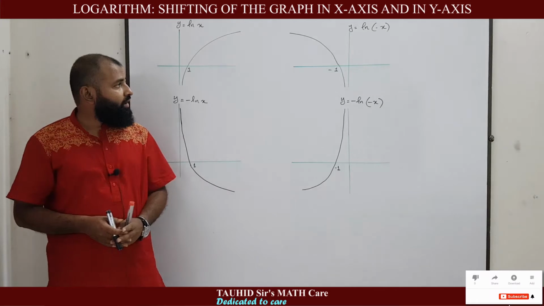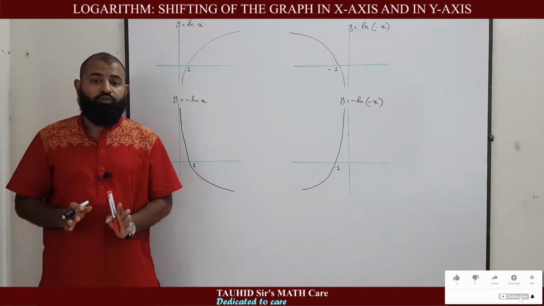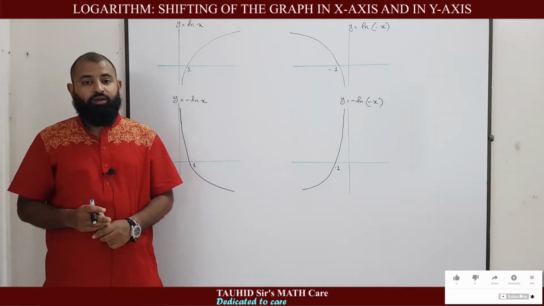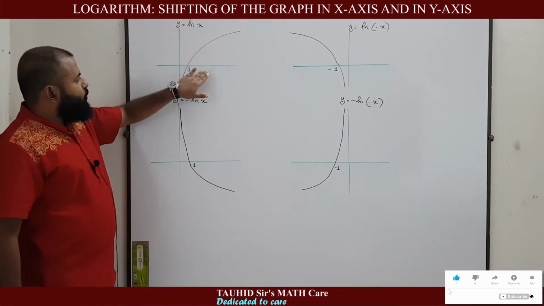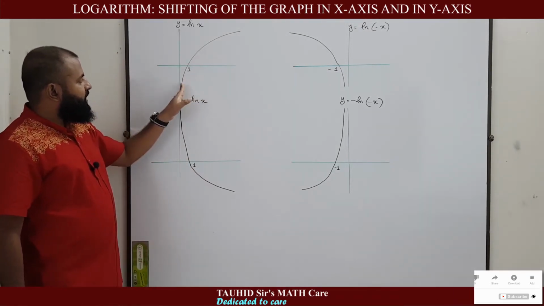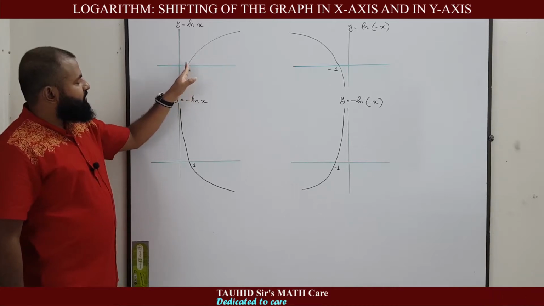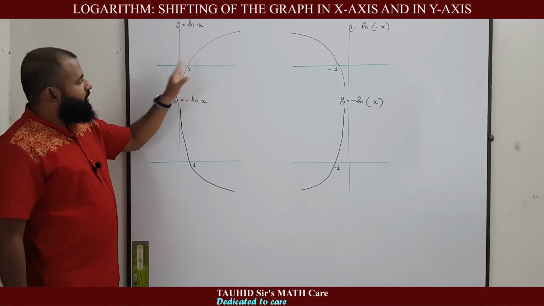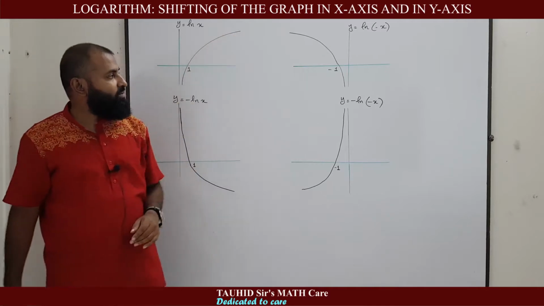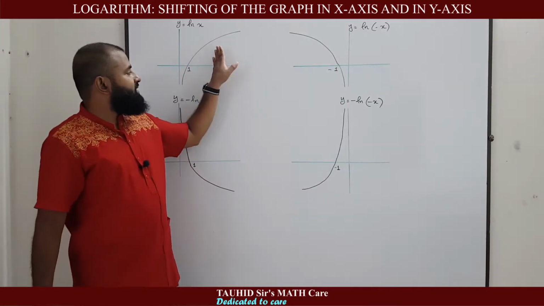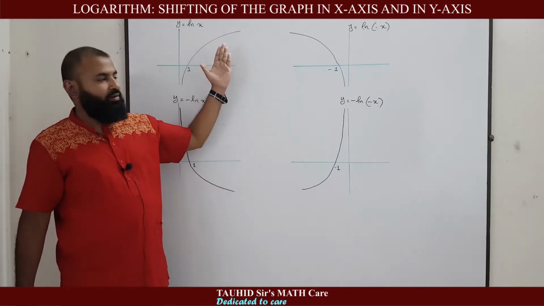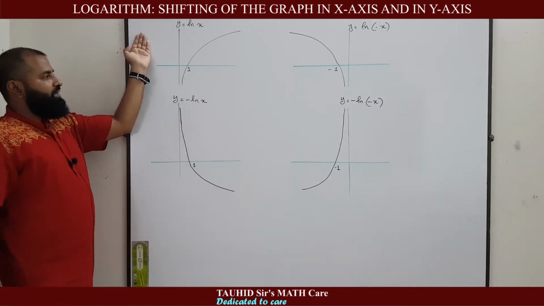Now we will learn about the graph of logarithm, or simply the logarithmic graph. Y equal to ln x looks like this. It starts from negative infinity, crosses the x-axis at the point 1, and it increases. When we draw y equal to ln minus x, this curve will flip this way. This side will come to this side.